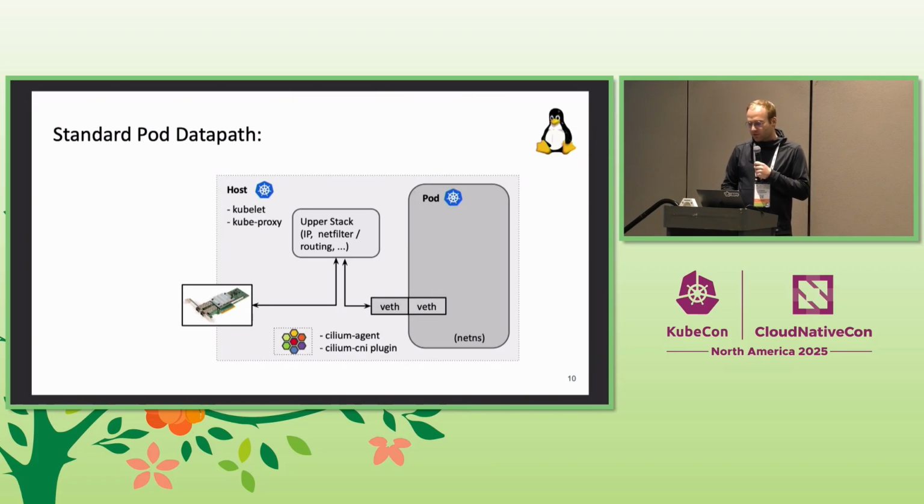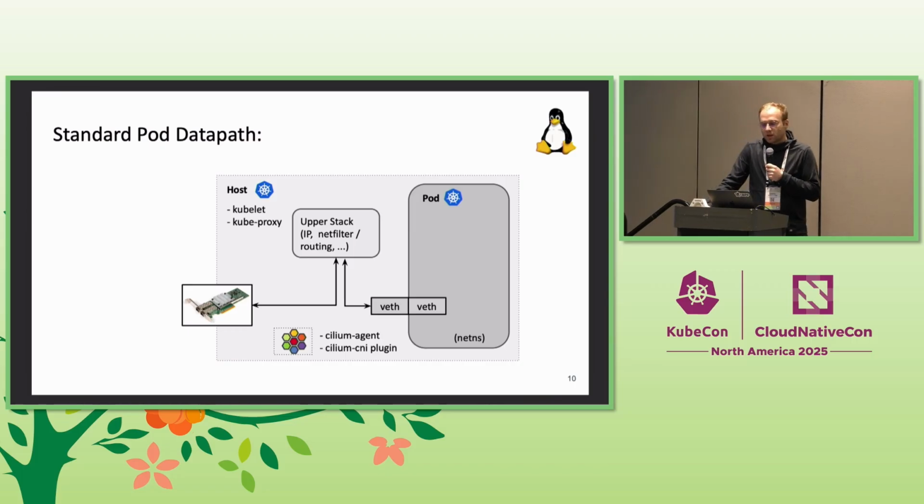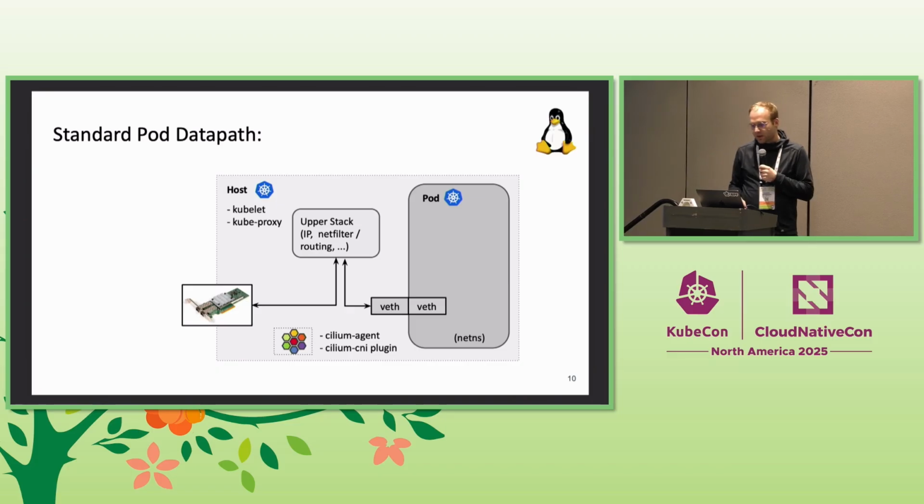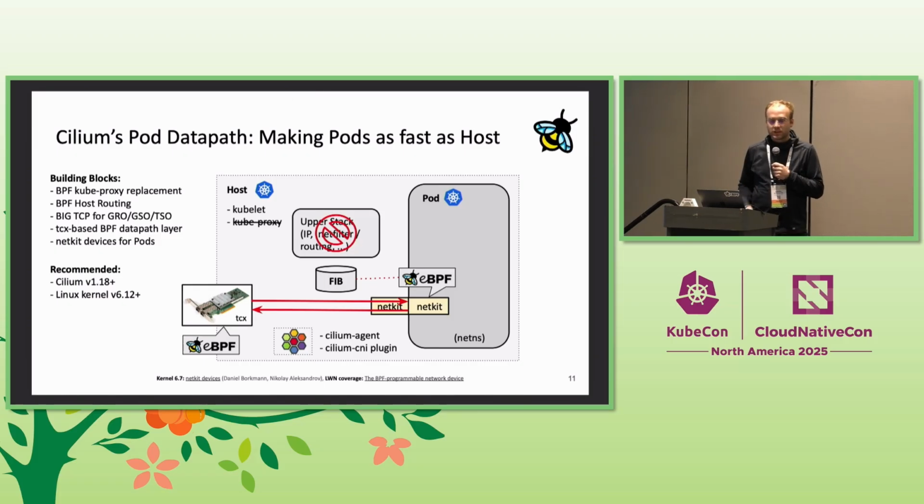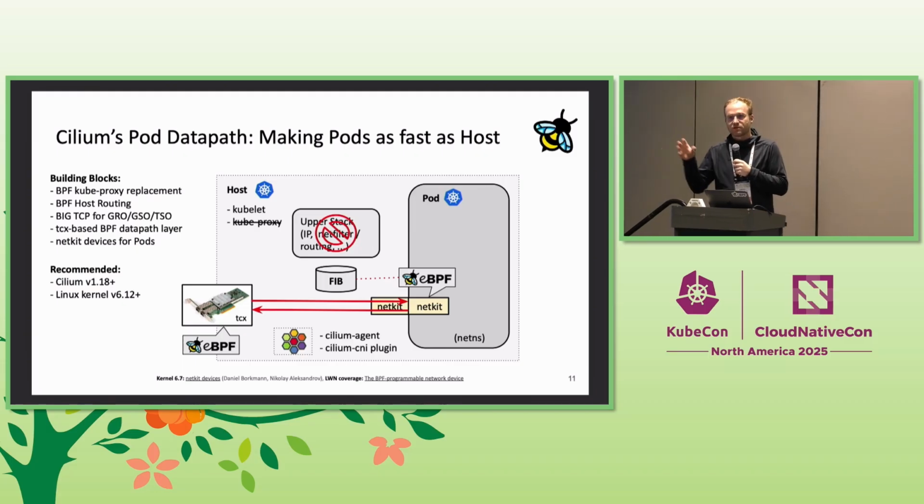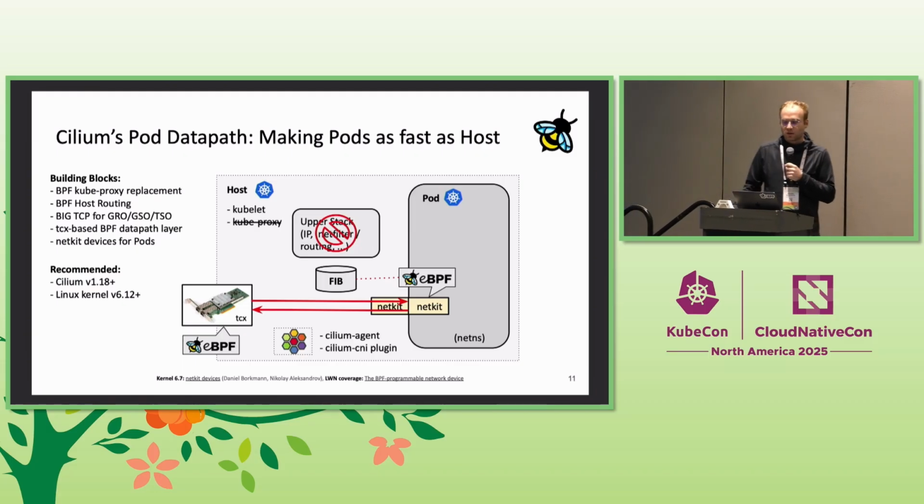If you look at a standard Kubernetes pod data path, you have your pod itself as a network namespace, you have a veth device pair, and traffic going in and out of the pod basically goes through the upper stack, to routing, to netfilter, and so on. And over the years, we changed that in Cilium with the goal to make those applications that are residing in pods as fast as if they are in the host namespace.